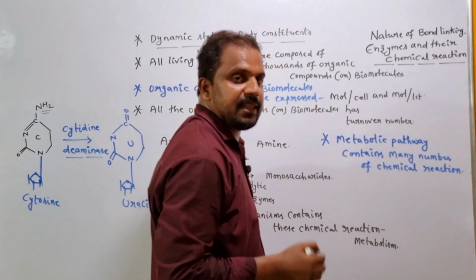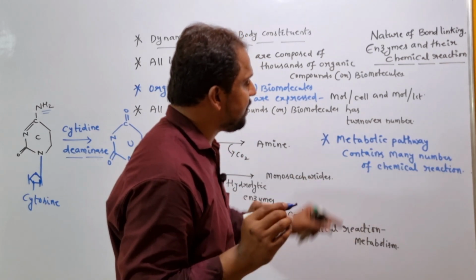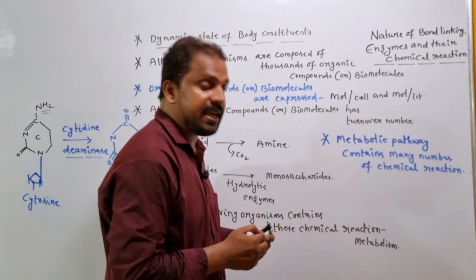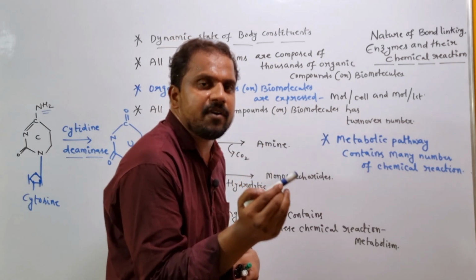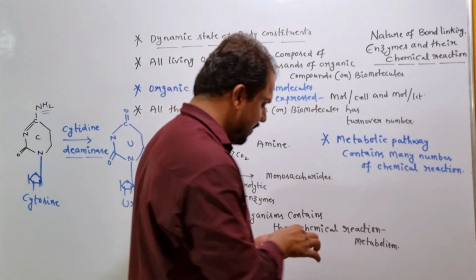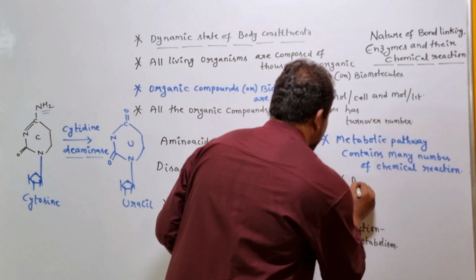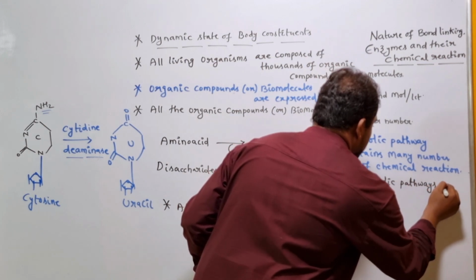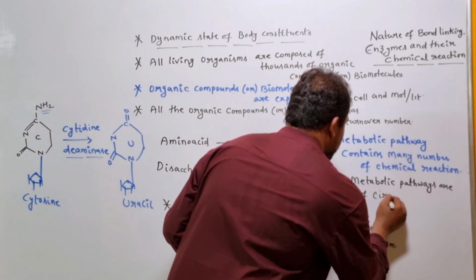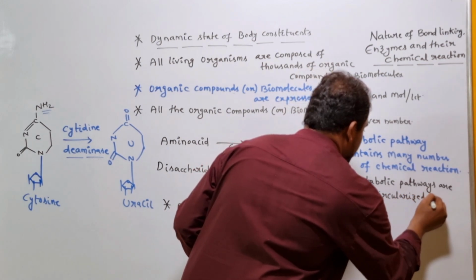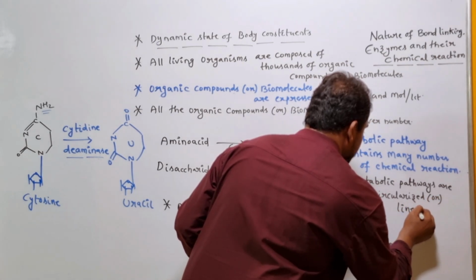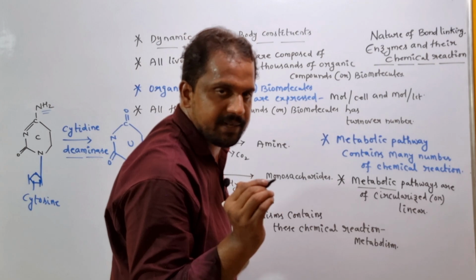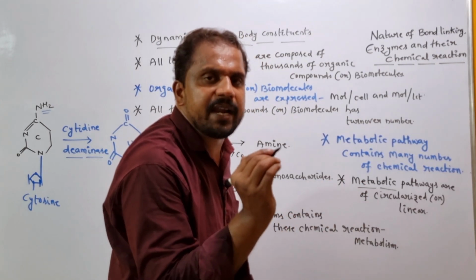And all these chemical reactions won't occur in an isolated manner. Is it clear? All the chemical reactions which are a part of the metabolic pathway won't occur in an isolated manner. And the specific metabolic pathways can be of different types. They can be of either circularized form or linear form. Metabolic pathways are of circularized form or linear form. So here within one particular metabolic pathway, what exactly happens is flowage of metabolites takes place. Is it clear? Within one particular metabolic pathway, flowage of metabolites successfully takes place.